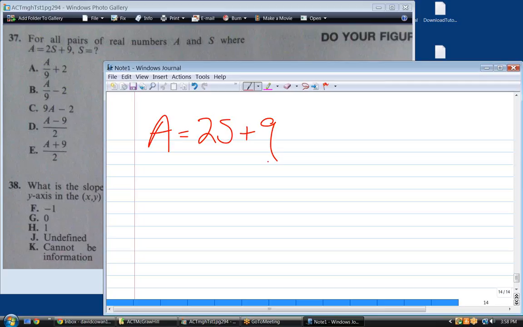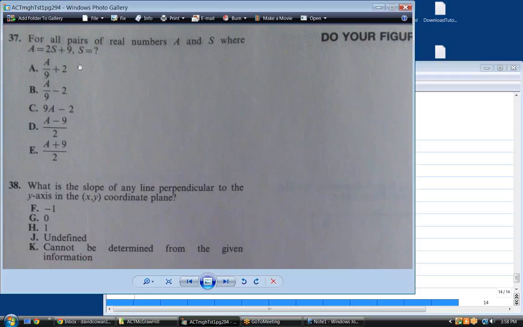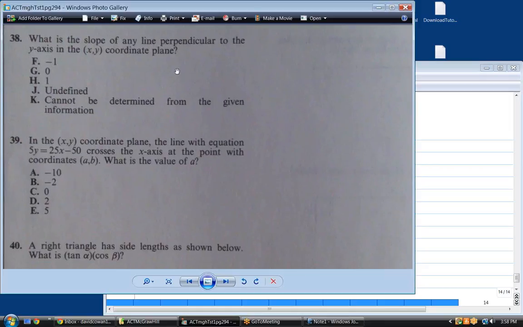So could you subtract 9 to the other side? And then you could divide by 2. Answer D. Okay. It's as straightforward and simple as that. You just want to make sure you can take an equation and solve for the variable that's not already been solved for. Okay.